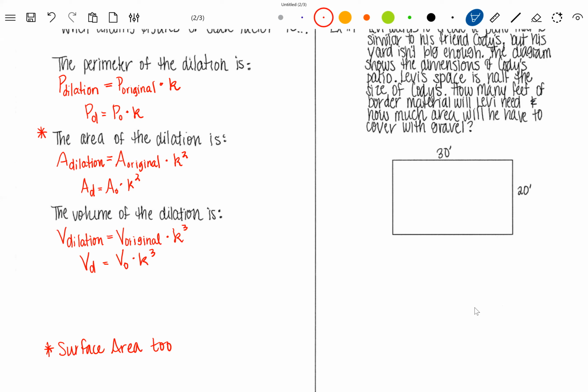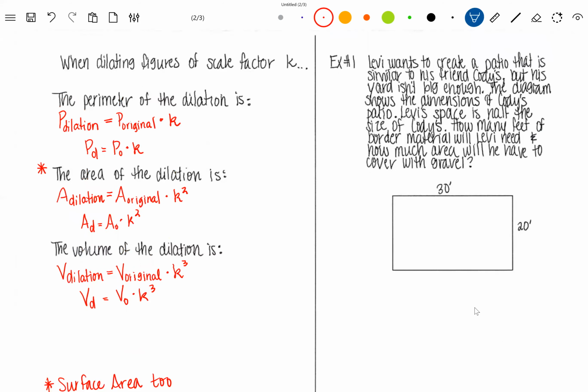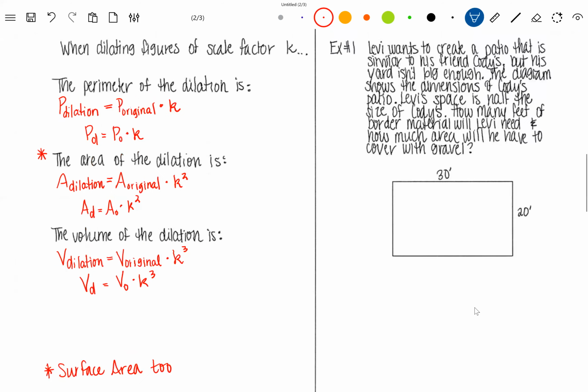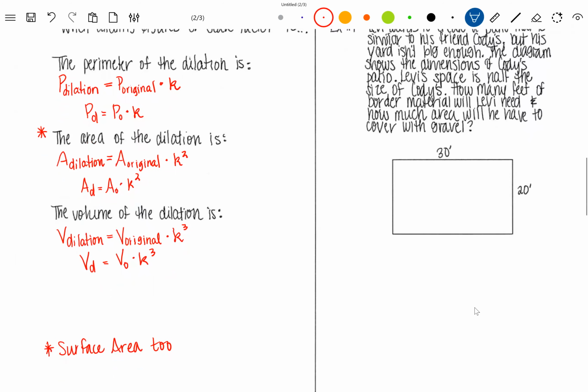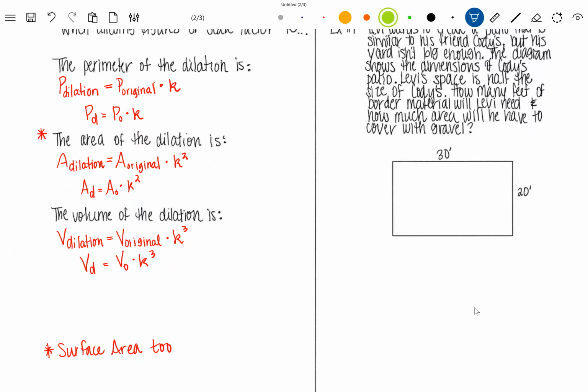So let's see how this works. All right, so example number 1 says Levi wants to create a patio that is similar to his friend Cody's, but his yard isn't big enough. The diagram shows the dimensions of Cody's patio. Cody's patio is 20 feet by 30 feet. Levi's space is half the size of Cody's. How many feet of border material will Levi need, and how much area will he have to cover with gravel? So border material goes all the way around, so that represents perimeter.